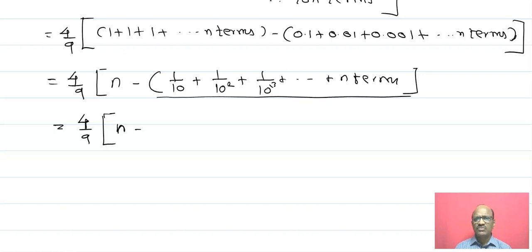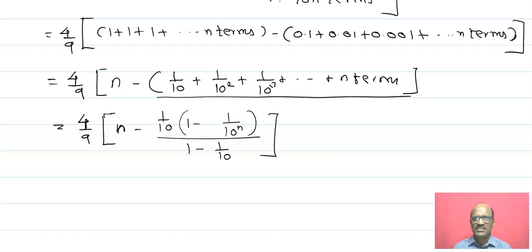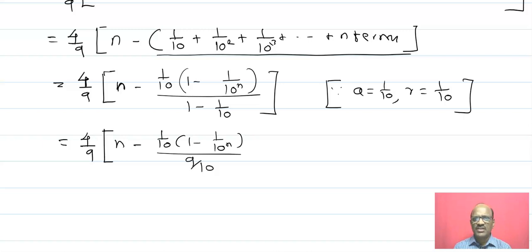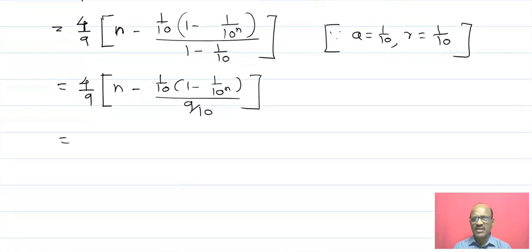Here a is equal to 1 upon 10, r is also equal to 1 upon 10, and the value of r is less than 1. Therefore the formula is a in bracket 1 minus r to the n upon 1 minus r, with 1 minus 1 upon 10. Now simplify this. That is, 4 upon 9 in bracket n minus 1 upon 10 in bracket 1 minus 1 upon 10 raised to n. 1 minus 1 upon 10 is 9 by 10.